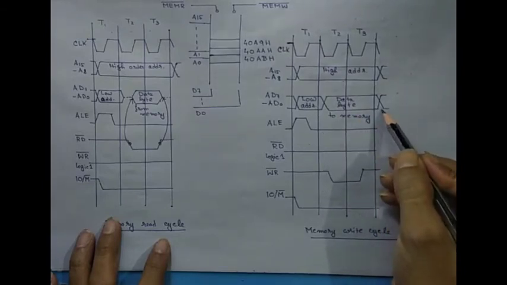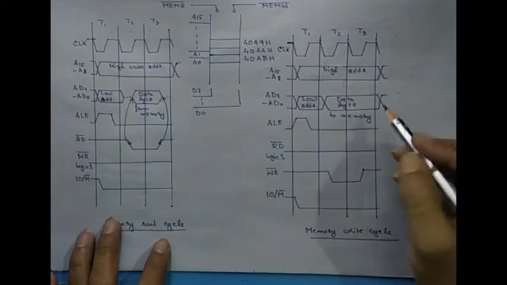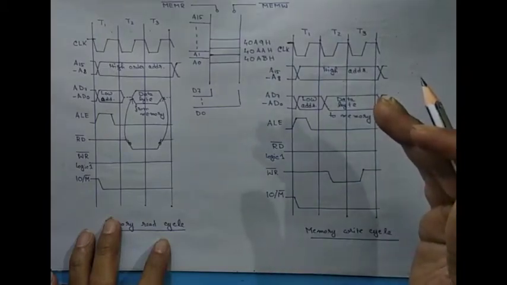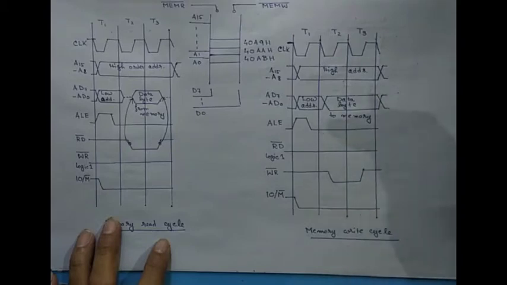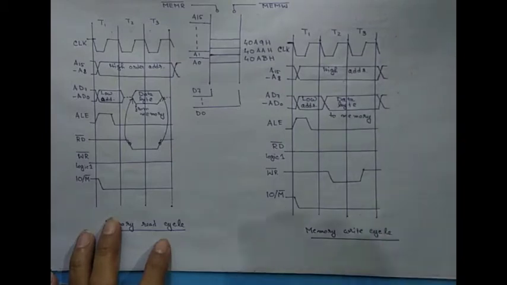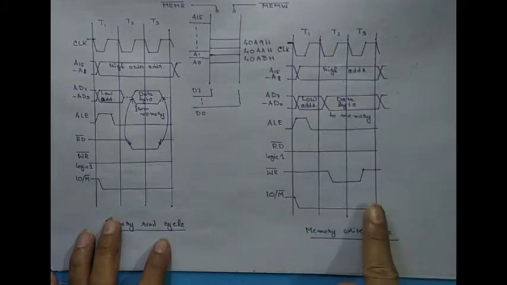Just after the 3rd clock period, when the memory write cycle is finished, the data bits will be removed from these lines, and then the lower 8-bit address of some other memory location or port will be placed on the AD0 to AD7 lines. That means the lower 8-bit address of some other address will be placed on AD0 to AD7 lines, depending on what operation it will perform after this memory write cycle.